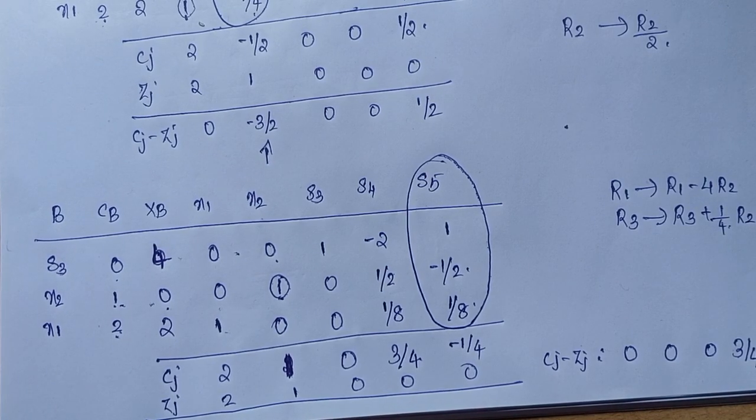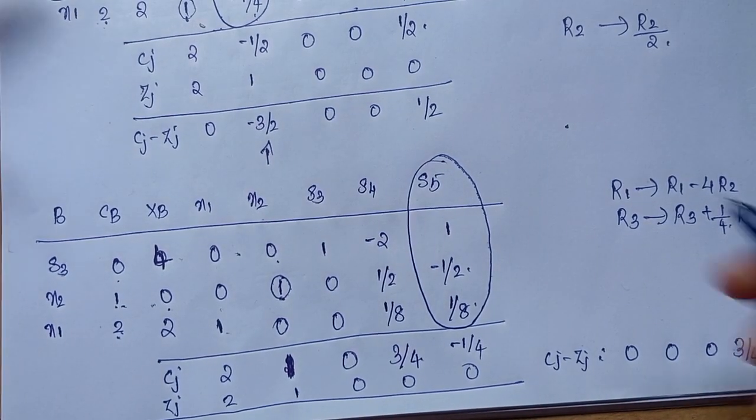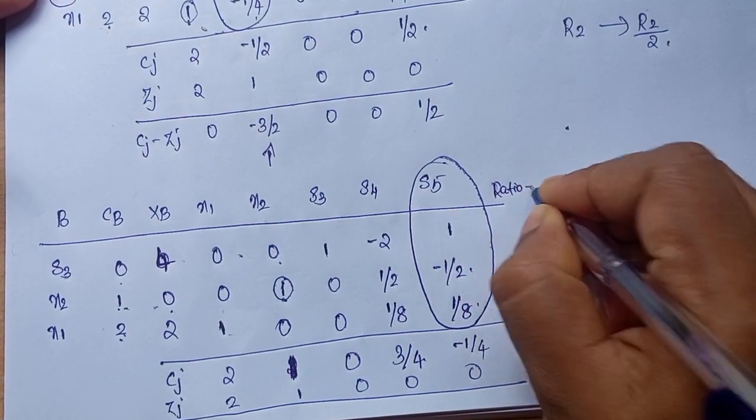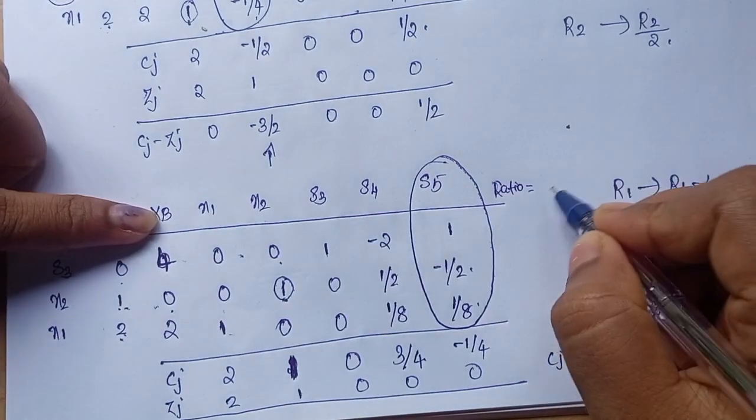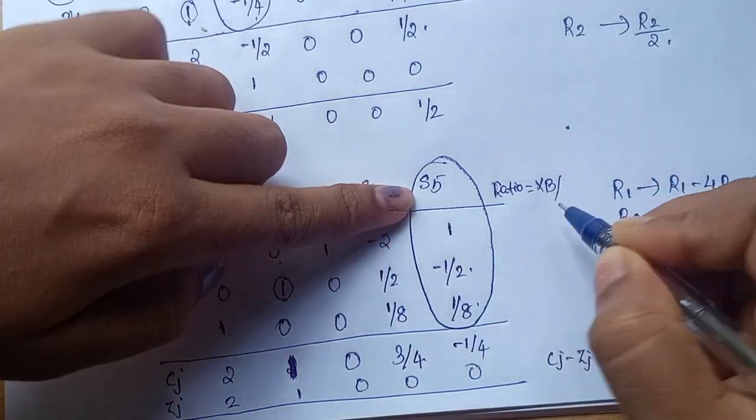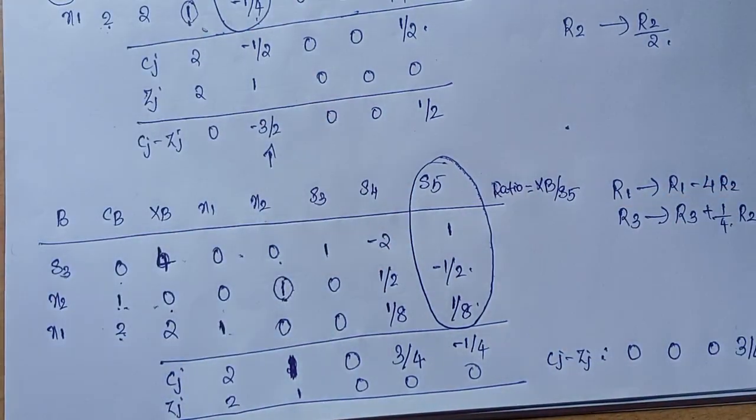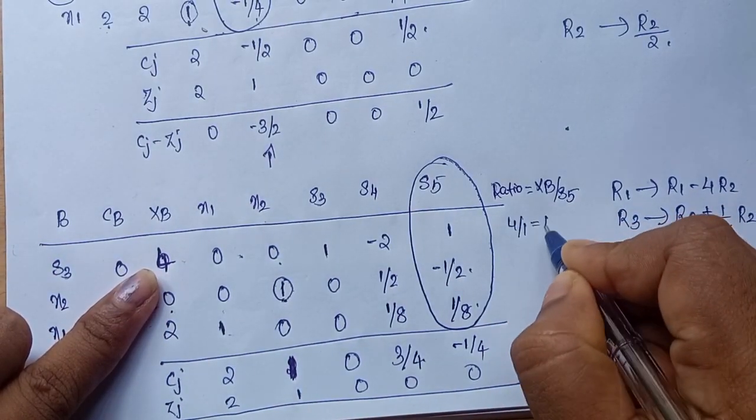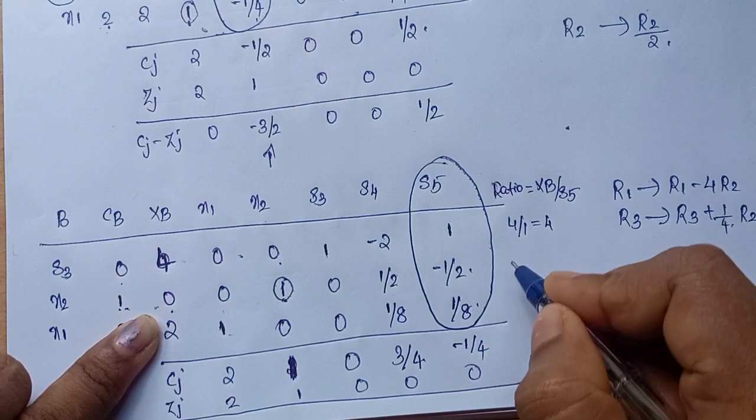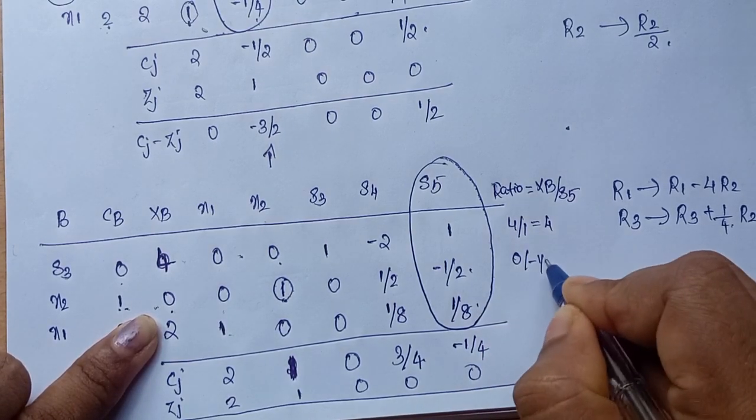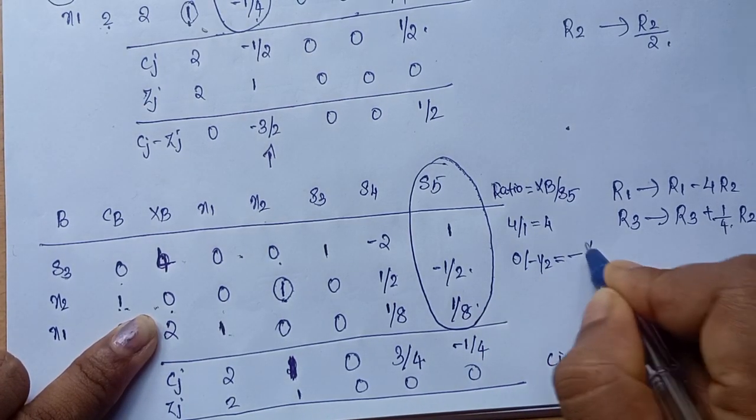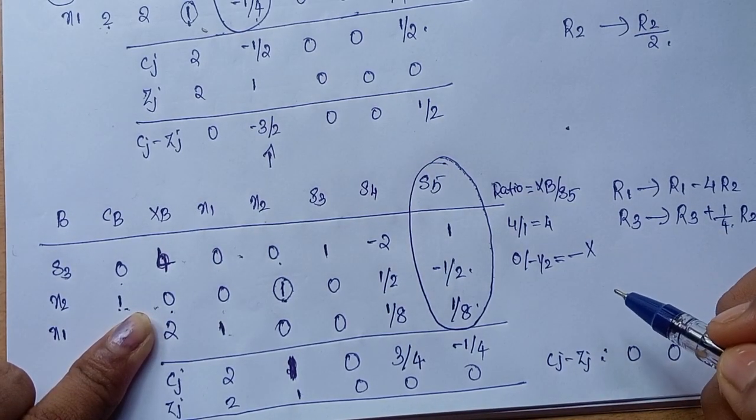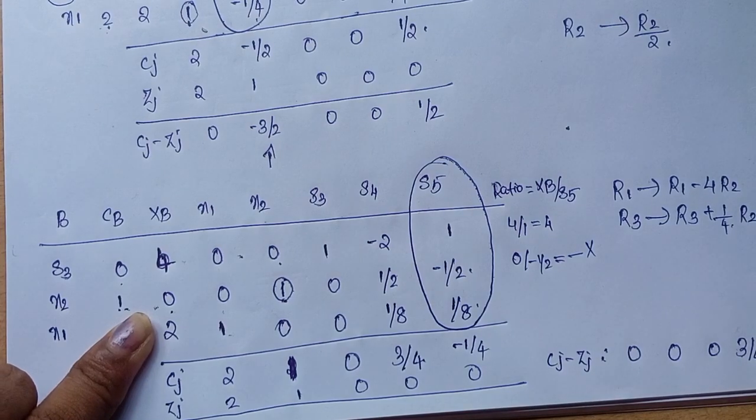For this, we construct a ratio column. This is equal to xb divided by the key column, xb divided by S5. So the ratios are 4 divided by 1 equal to 4, 0 divided by minus 1/2, it's a negative value, so don't take the negative value. We choose the minimum value out of zeros and positives, so just skip the negative values.